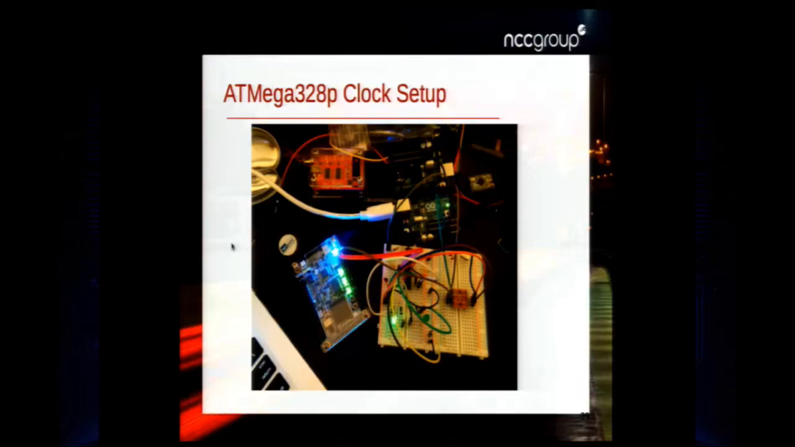And this is an example of my clock glitch setup, which isn't quite complete because right here, this is the logic converter. There was an additional wire connecting from here to here, which is the LED that blinks on when the glitch is successful.